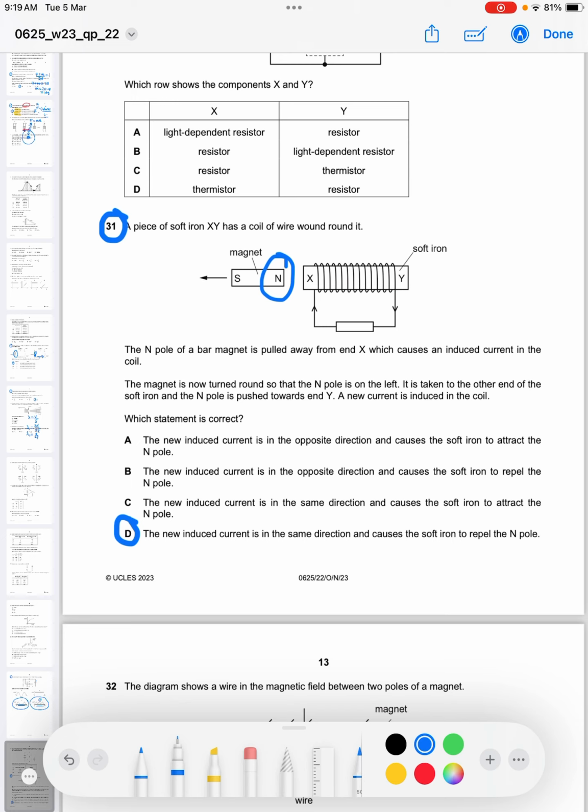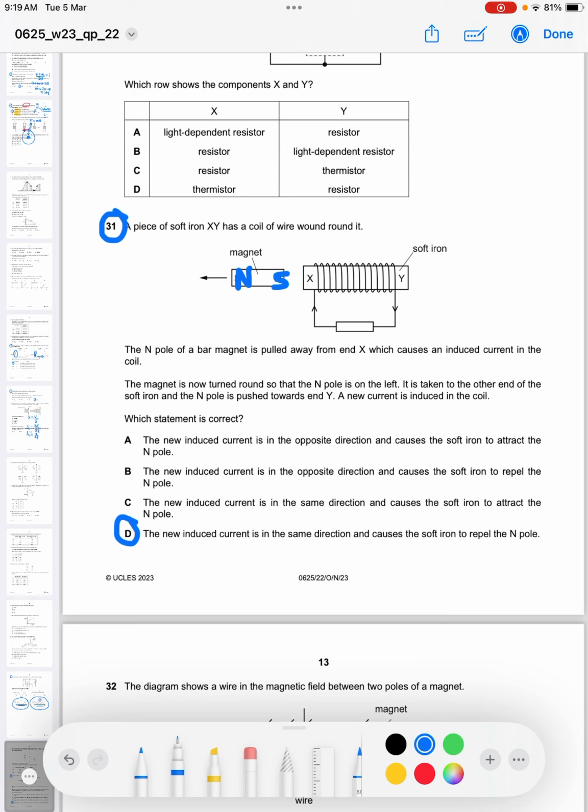The magnet is now turned around so that the north pole is on the left. So we turn around the magnet now such that the north pole is on the left. The north pole was here, so now the north pole is on the left. The south pole is here. It is taken to the other end of the soft iron.